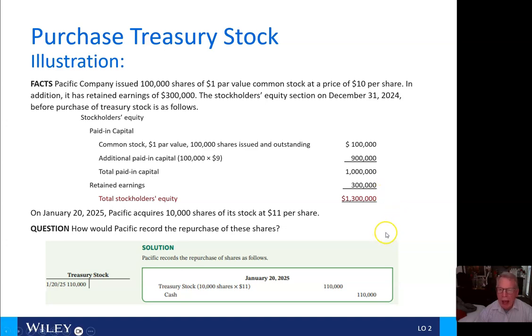Now, what happens if we acquire 10,000 shares of its stock at $11 per share? We're going to book the following journal entry by debiting treasury stock for $110,000 and crediting cash to pay for it at $110,000. So now we've repurchased that stock with a basis of $11 per share.